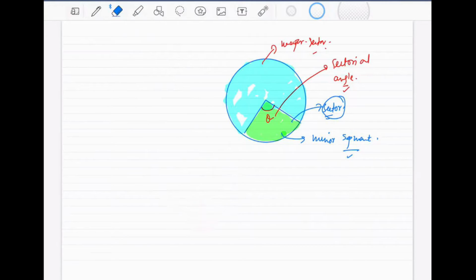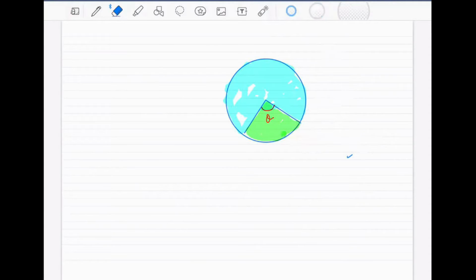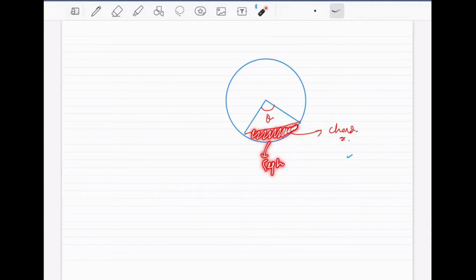I have given a little introduction on what a segment is previously. You know what a sector is, it's very easy. But what about a segment? What is a segment? Let's say you draw a chord, the red line, this is a chord. The portion that is right here, this is called a segment.